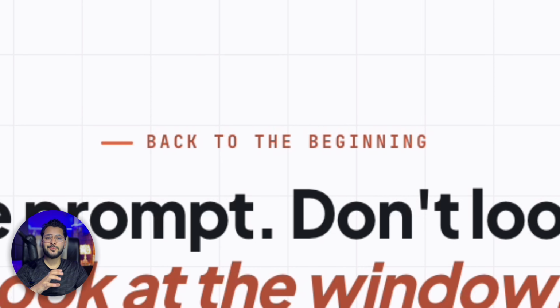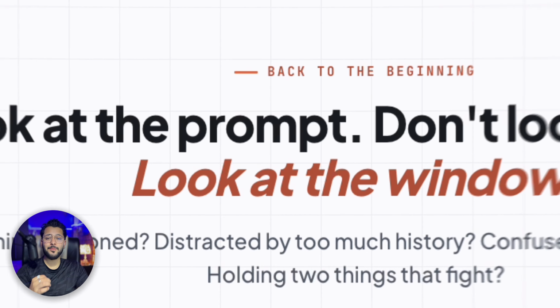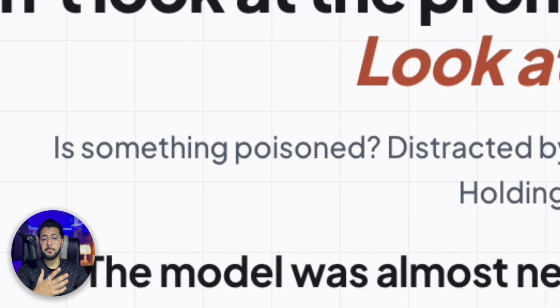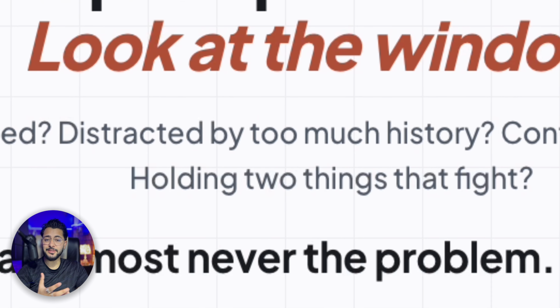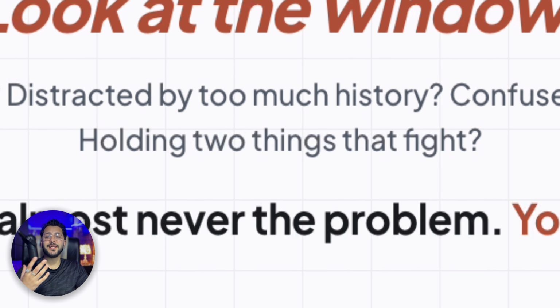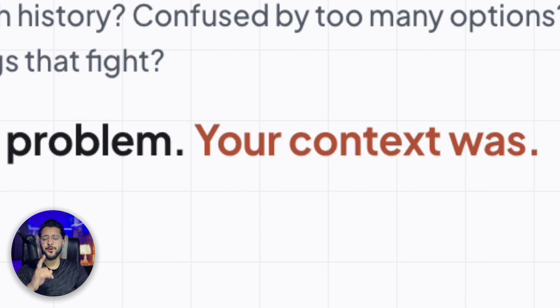So let's get back to the start. Your agent did something dumb and you were about to blame the prompt or the model. But now you know where to look, the window. Is something poisoned? Is it distracted by too much history? Confused by too many tools? Holding two things that fight? The model was almost never the problem, your context was.